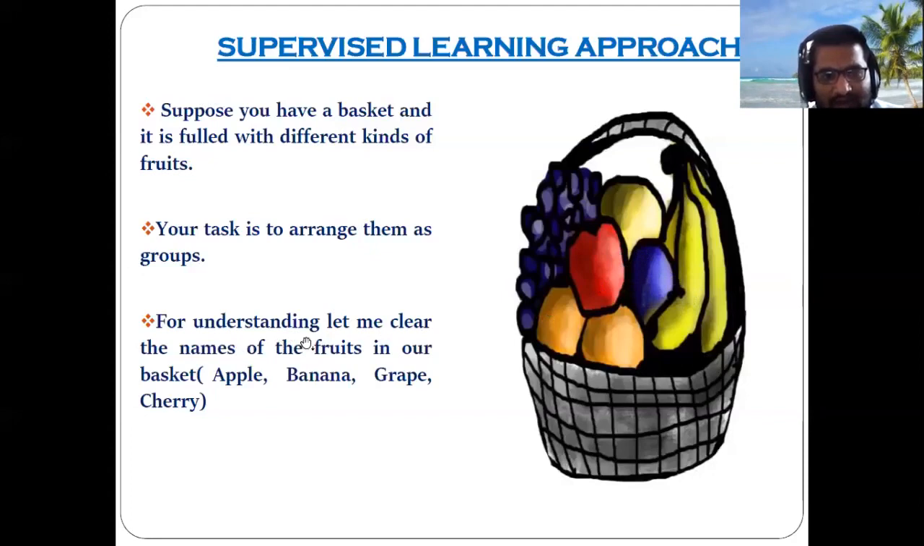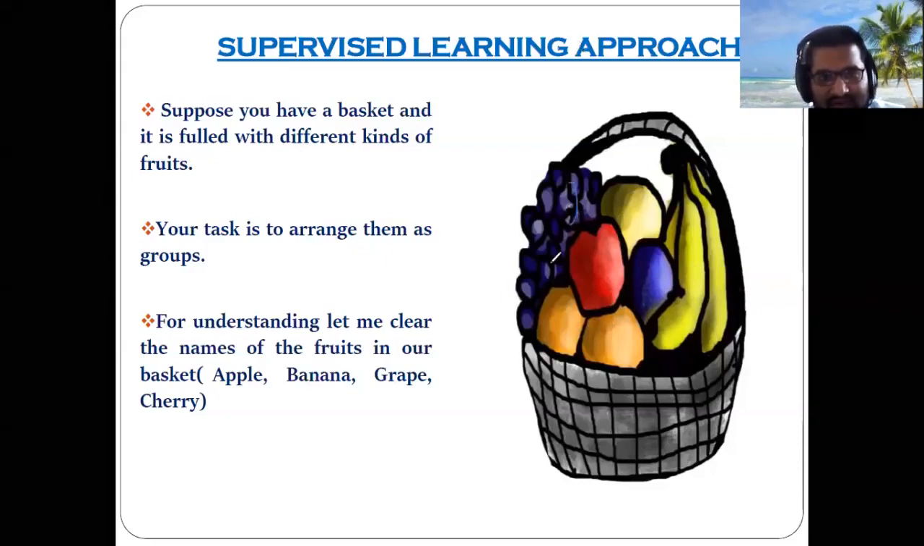Now, for understanding, let me tell you the names of the fruits. We have the apple. We have the banana. Then we have the grapes. And yes, we have the cherry. Orange. And now we have to arrange them in groups.